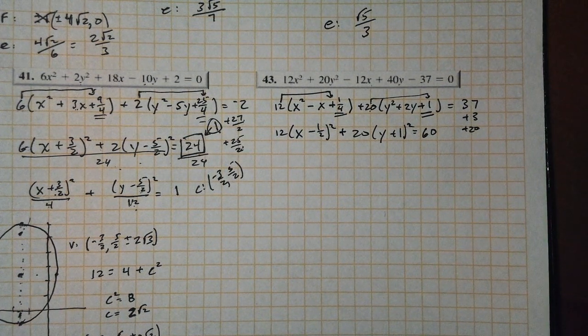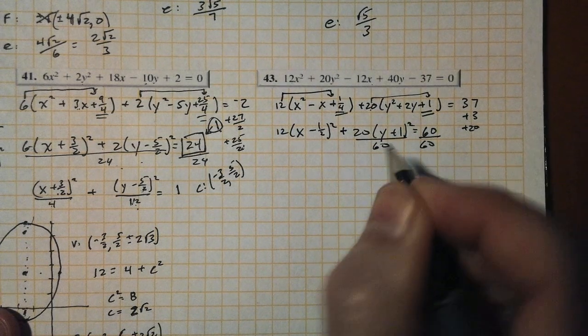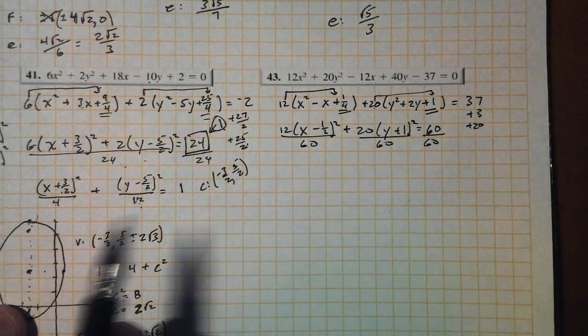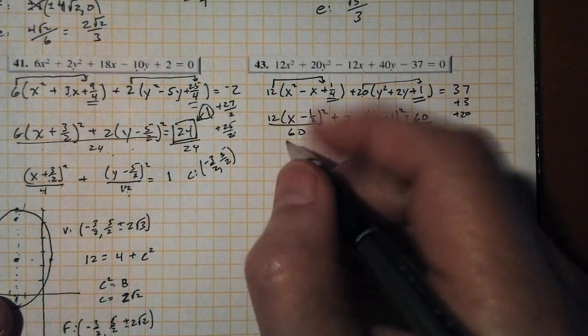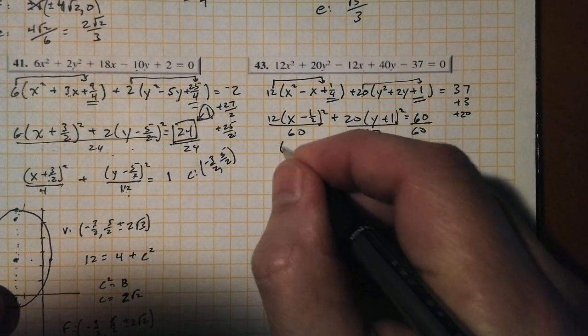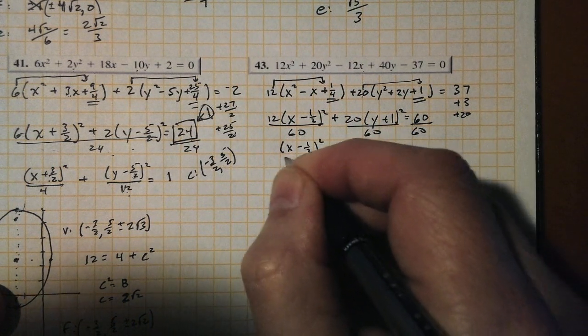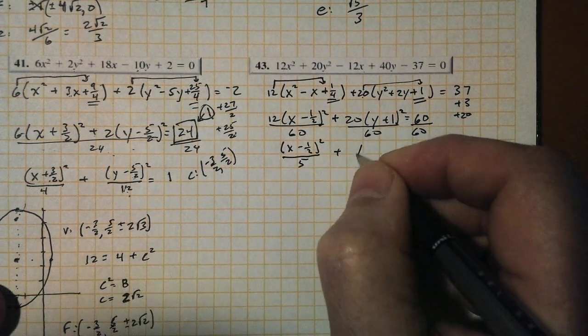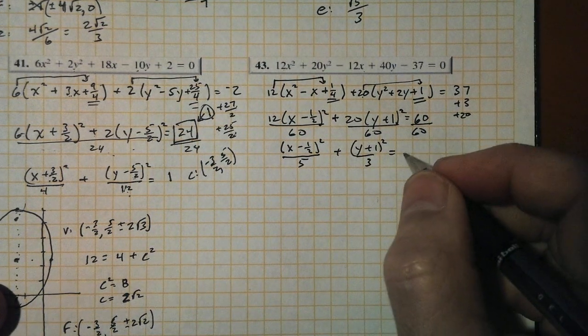And I'm going to divide both sides by 60. You might like to just say, well, let's just divide every term by 60. But that, in effect, is the same thing as just dividing the whole side. But it might be easier for you to see. I get x minus 1/2 squared on 5 plus y plus 1 squared on 3 equals 1.